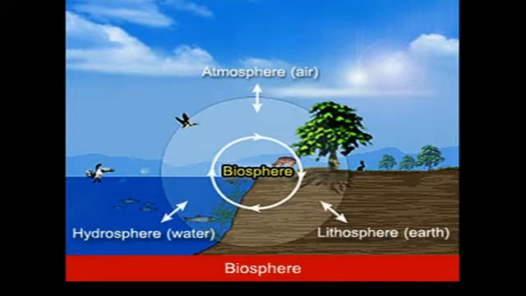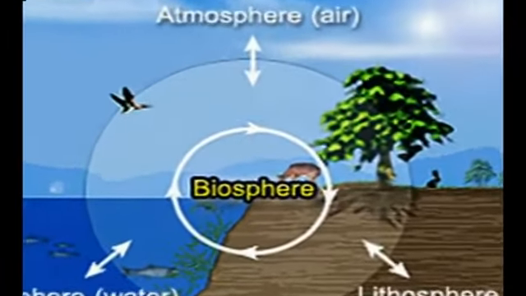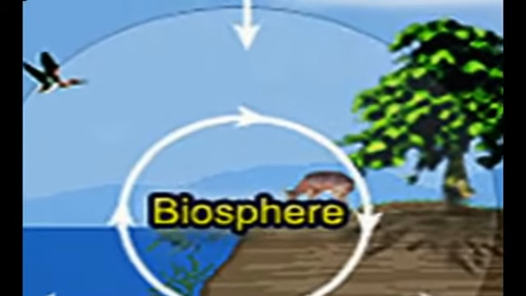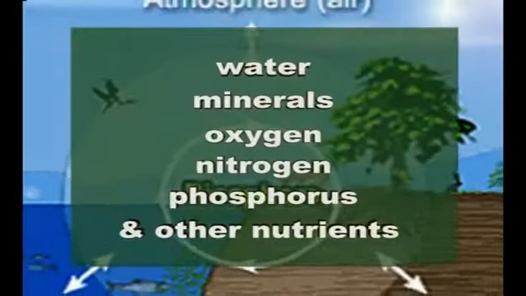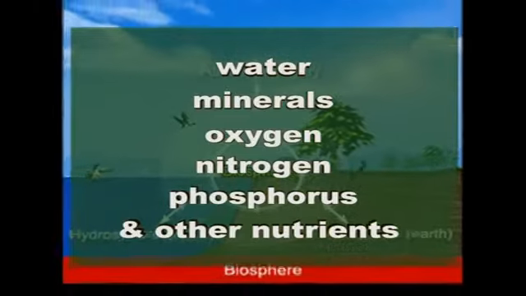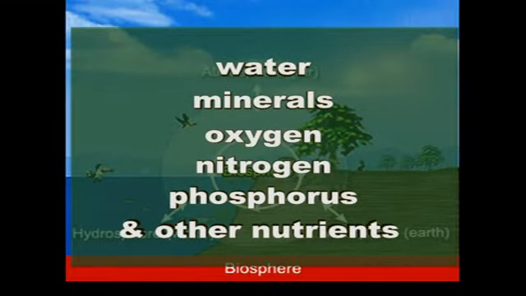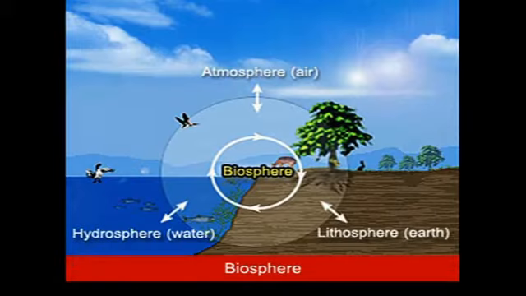The biosphere. The biosphere is the layer around our planet in which all living organisms exist. It contains all the different ecosystems and all the water, minerals, oxygen, nitrogen, phosphorus and other nutrients that living things need in order to survive. The biosphere has been called the skin of life. It extends only a few kilometers above and below sea level and only a few meters into the soil.